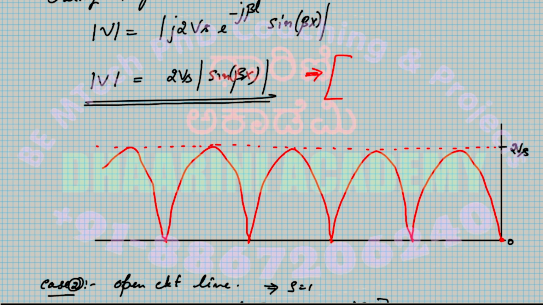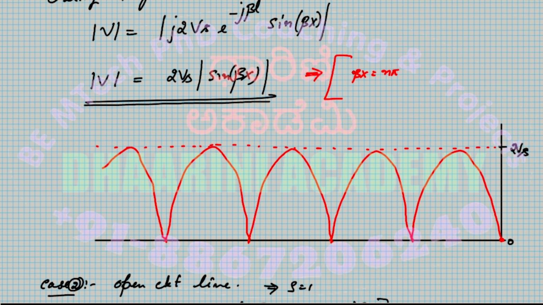Right now you see this V becomes minima or zero whenever sine beta x is equal to zero, correct? Now you tell me what is the condition that you can put? Yes, beta x equal to something. What is that? It can be any n pi, right? So beta x is equal to n pi, correct?